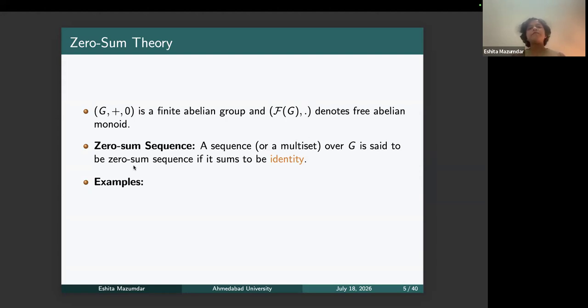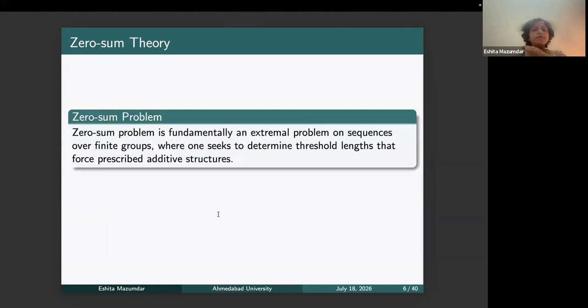This is a zero-sum sequence if the sum of it is the identity element of the group. For example, if I consider the sequence S where 1 appears twice and 3 appears once over C5, then yes, it is a zero-sum sequence. On the other hand, if I consider the other sequence like this over C5, then it is not a zero-sum sequence.